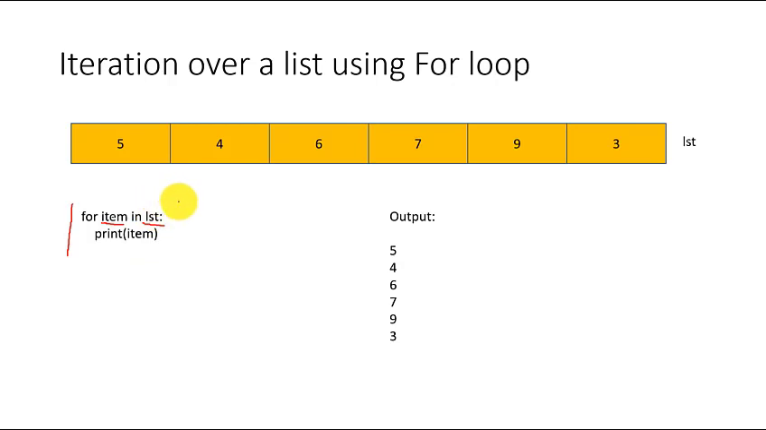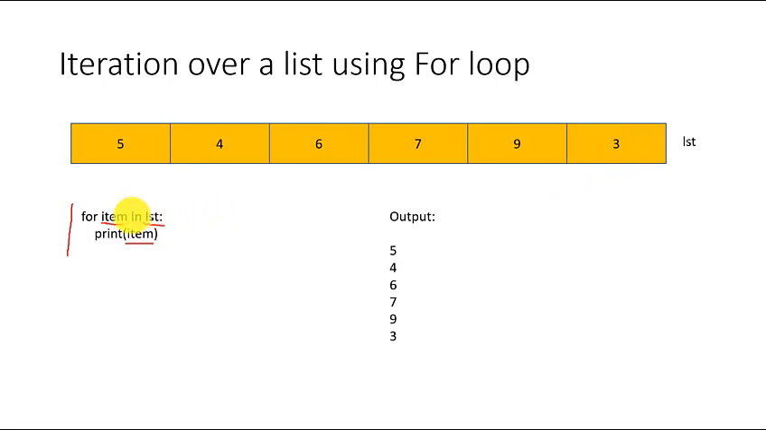In each iteration of this loop, this item variable will take the value of the next element in the list. So in the first iteration, this item variable will have the value 5. In the second iteration, this item variable will keep the value 4, and then 6, then 7, and so on. If we execute this loop, the output will be something like this: 5, 4, 6, 7, 9, 3. So all the elements in the list will be printed one by one using this for loop.